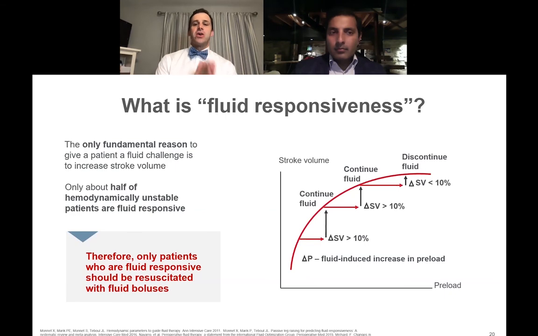And really what we are looking at on this Frank Starling curve here is that when I give my fluid, I want to see a change in the stroke volume, meaning I want that fluid to do something good for that heart, good for that perfusion, good for that blood pressure, and ultimately good for that tissue level perfusion.